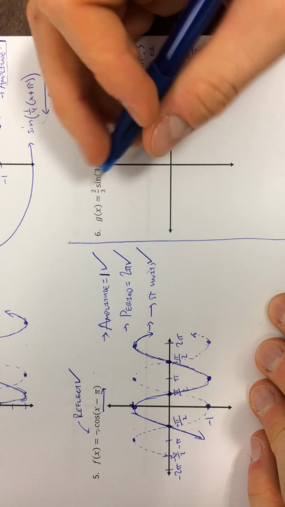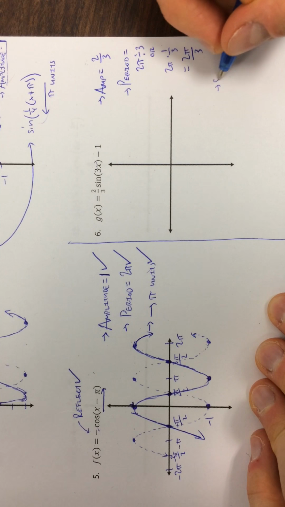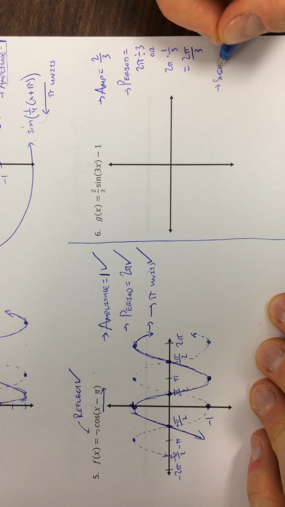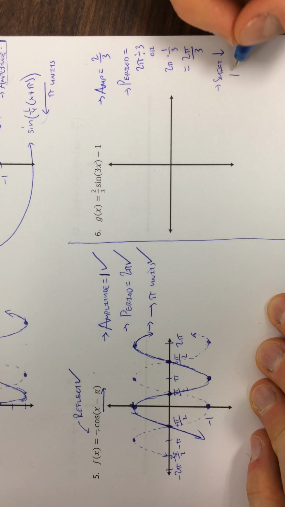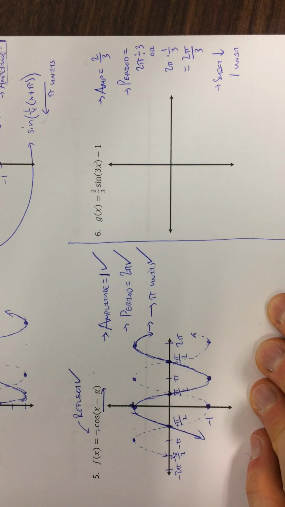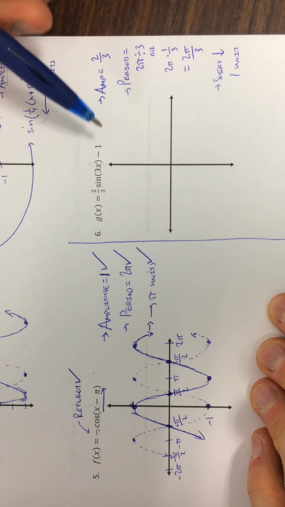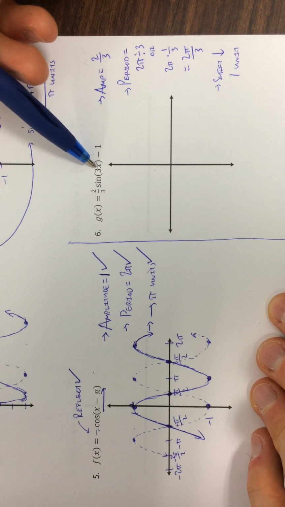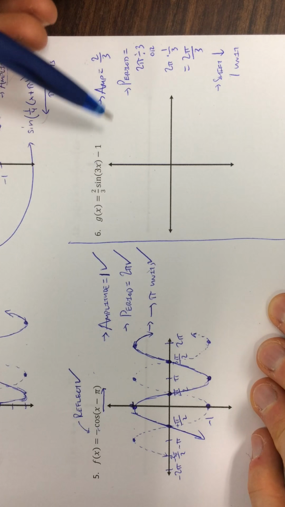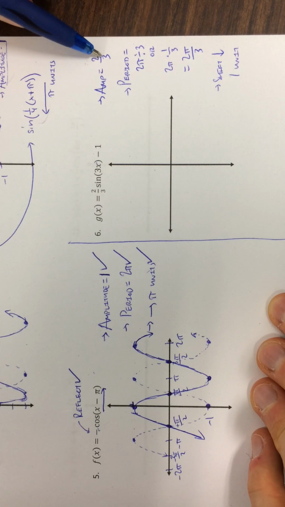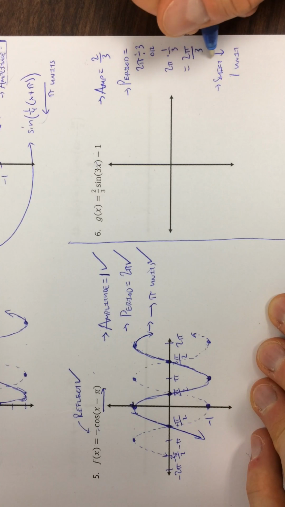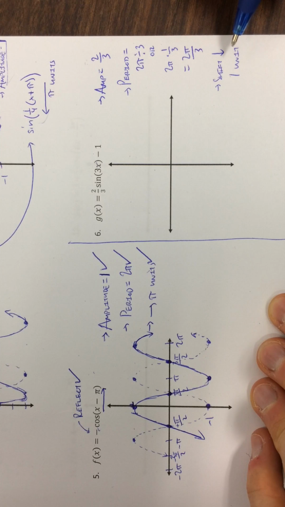And the minus 1 tells us to shift down 1 unit. No reflection because there's not a negative here. We're not multiplying sine by a negative. We're not going to move left or right because we're not adding or subtracting anything inside of our function. Our amplitude is 2/3 and we're shifting down 1 unit.